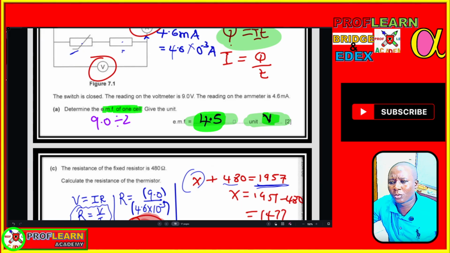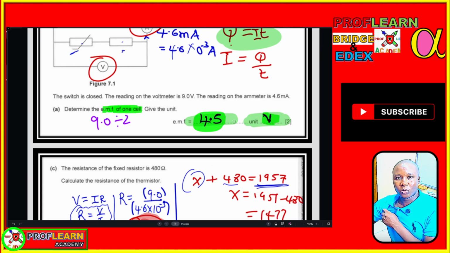That's a very common question that is usually asked, and candidates of IGCSE 0625 must be able to answer such kind of questions.